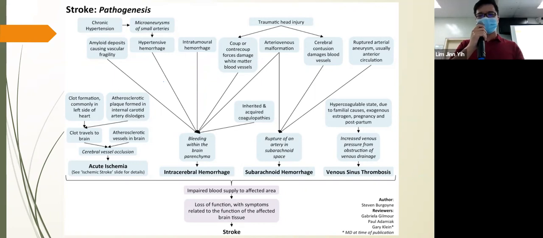For the hemorrhage part, it can be classified into traumatic and non-traumatic causes. Non-traumatic causes are most commonly due to chronic hypertension, which can lead to microaneurysms of your small arteries. And if it's traumatic, then the cause is obvious.